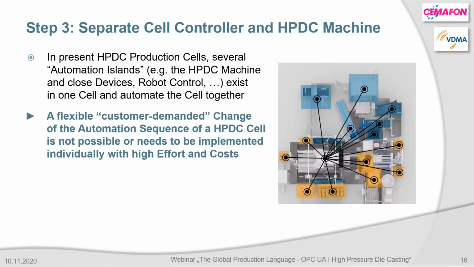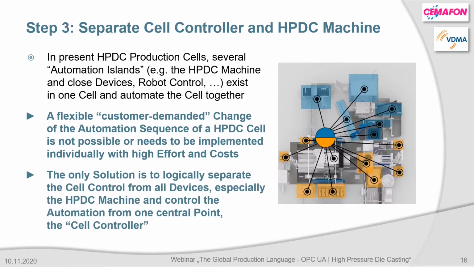The third step then is, or was, to separate the cell control from the high pressure die casting machine. As I said, there is this situation right now. We have a lot of connections towards the high pressure die casting machine. And if someone wants to change, for example, something of the automation up here, there always has to be a software update and software change here with the high pressure die casting machine, which doesn't make so much sense. It's time consuming, and that's not what a good future proof solution looks like for an automated cell.